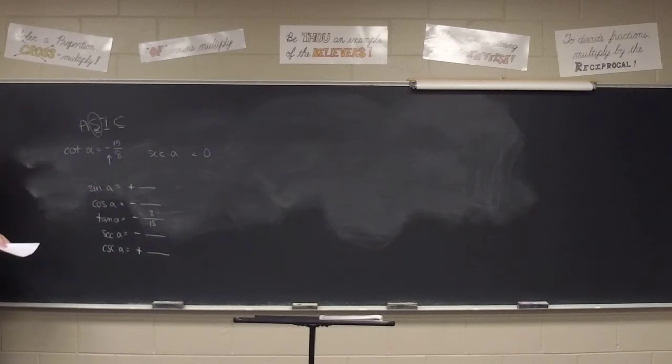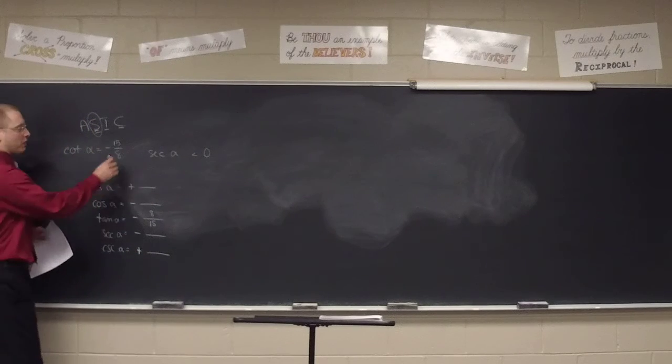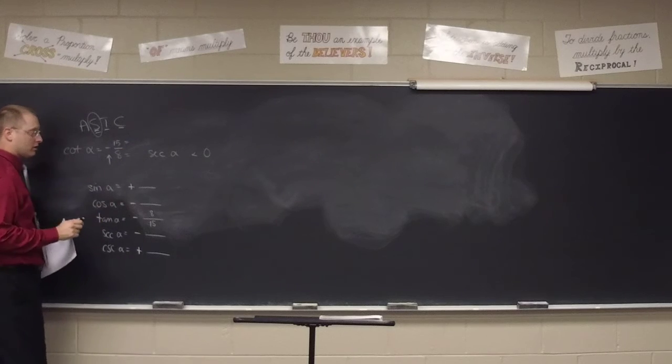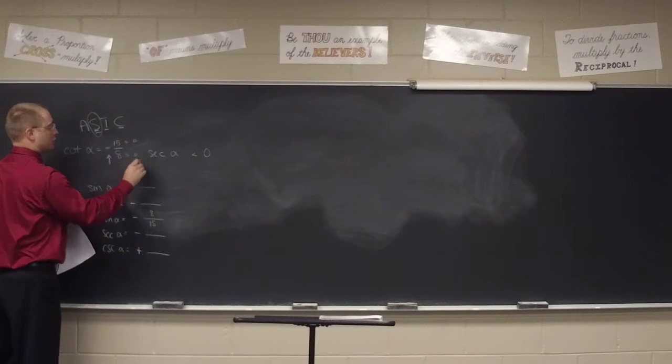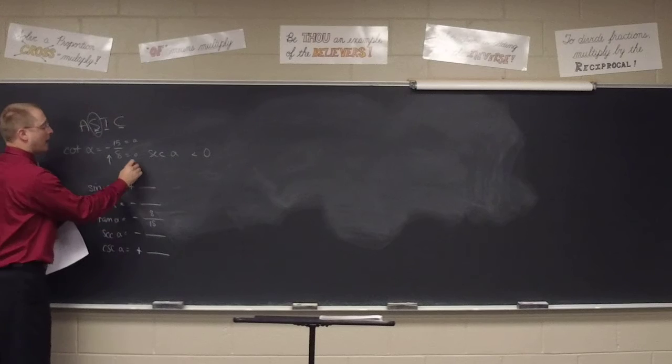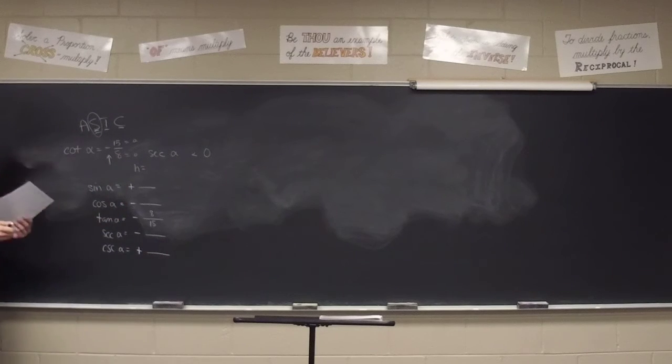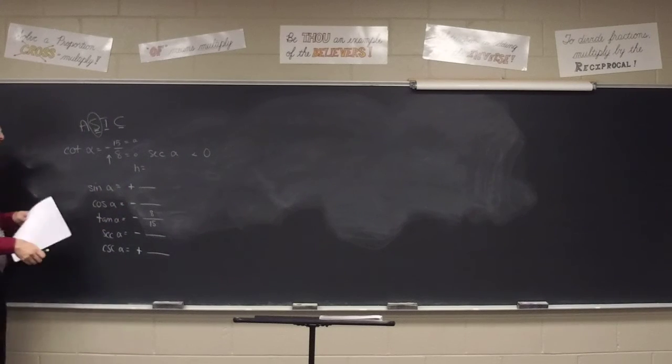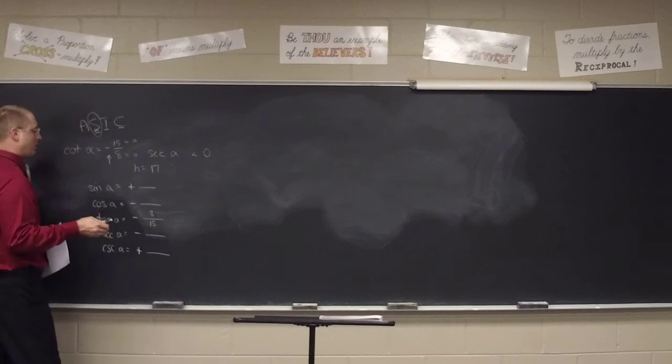But to find the other trig ratios, we're missing something, right? Cotangent is what over what? Adjacent over opposite. So that means we don't know yet the hypotenuse, but you can find the hypotenuse using the Pythagorean theorem. You'll find it to be 17. Once you've got that, we can go from there.